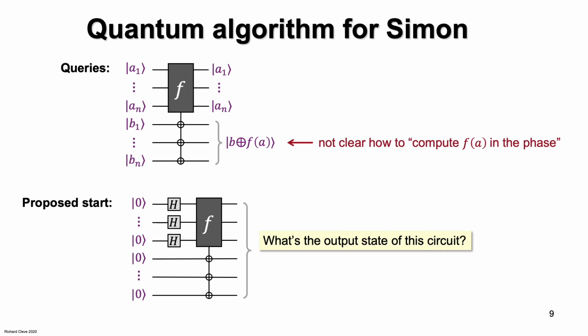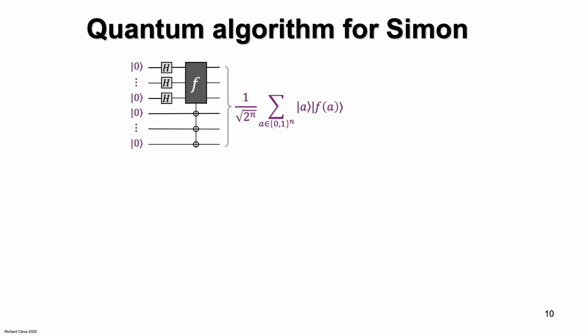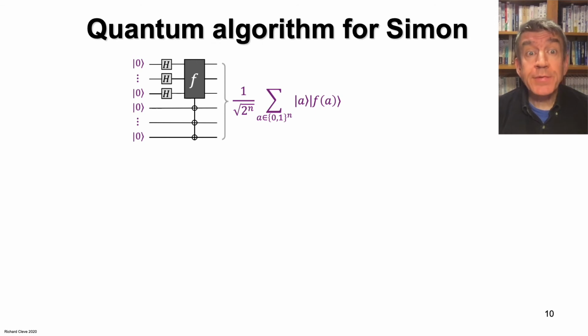Okay, so the state right after the query is a uniform superposition of basis states of the form ket A tensor ket f of A. Let's think about this state. It's sometimes said that what makes quantum computers so powerful is that they can actually perform several computations at the same time. This state was obtained by making just one single query, but it looks like it contains information about all of the values of the function f.